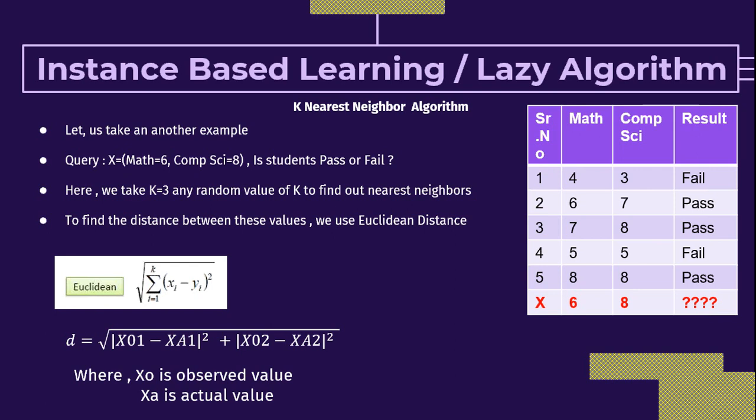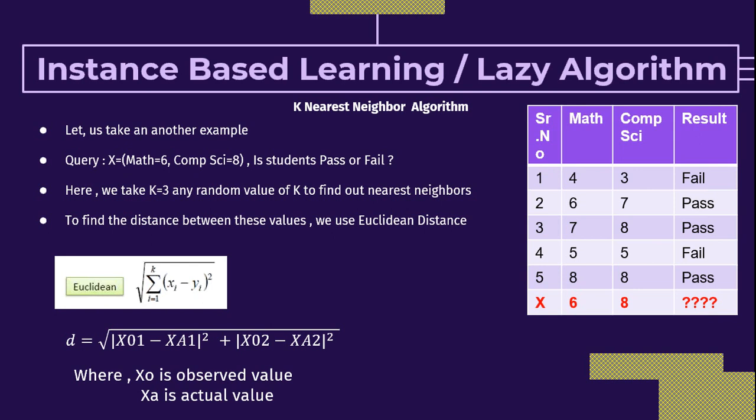To find my nearest neighbor, I have to use the Euclidean distance formula to find the distance between the values. So what is the Euclidean distance formula? It is the square root of the summation of i equal to 1 to k of (xi minus yi) whole square, where x and y are the values of the x and y coordinates.